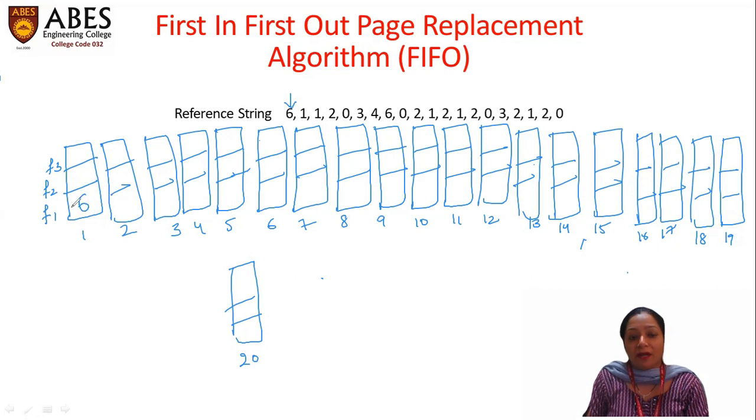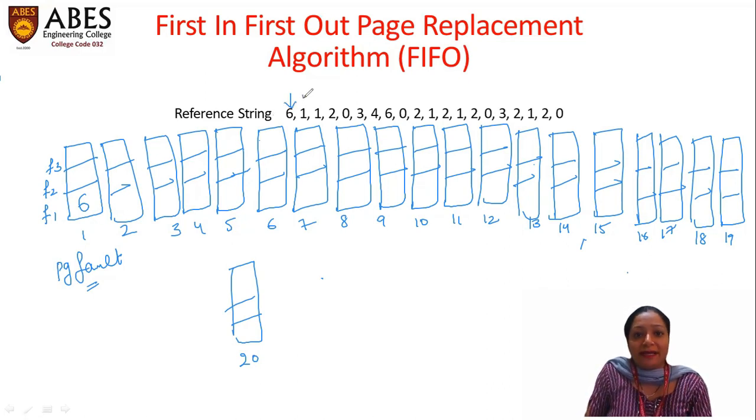Now, we already understood that page number 6 is not initially in any of these frames. So we can say that there is a page fault. Page fault means when we do not get the desired page in any of the frames, then we say that it is a page fault and we need to bring the required page into the main memory.